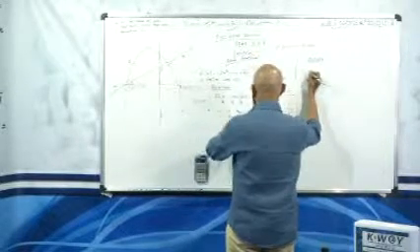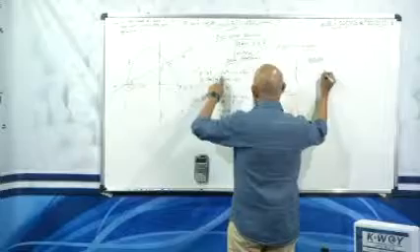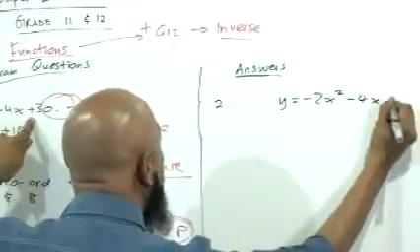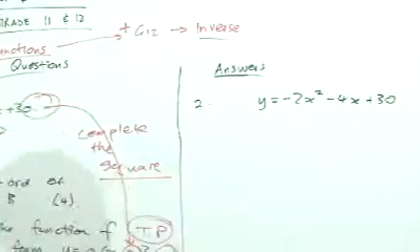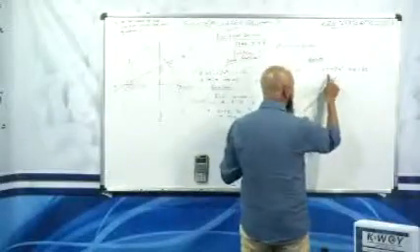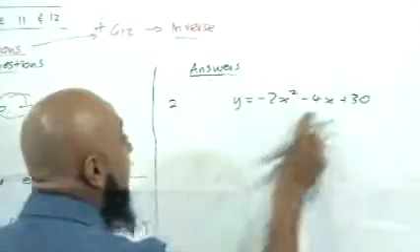Question number 2. Write it in the form. So what do we have? We've got y is equal to minus 2x squared minus 4x plus 30. Now, there are many ways of doing it. I'm going to show you my way of doing it. Right, let's do it again. We divide everything by 2.